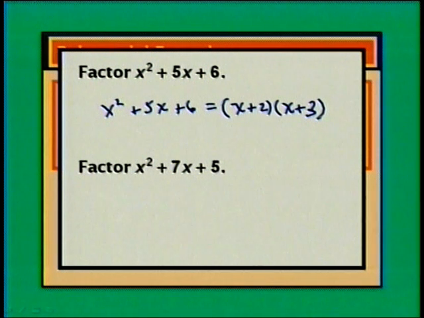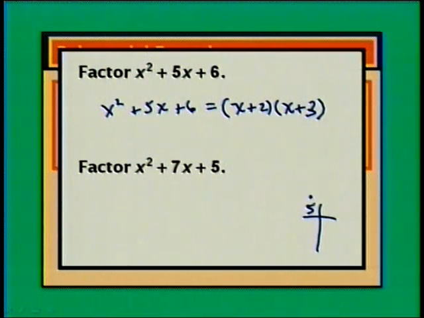How about x squared plus 7x plus 5? Again, a, the coefficient on x squared, is 1, and c, the constant this time, is 5. 1 times 5 is 5. Are there integer factors of 5 that add to 7? I don't think so. What are the integer factors of 5?